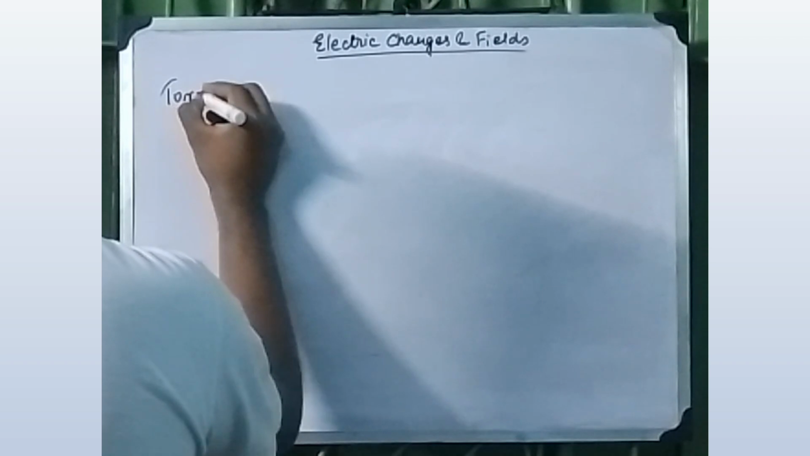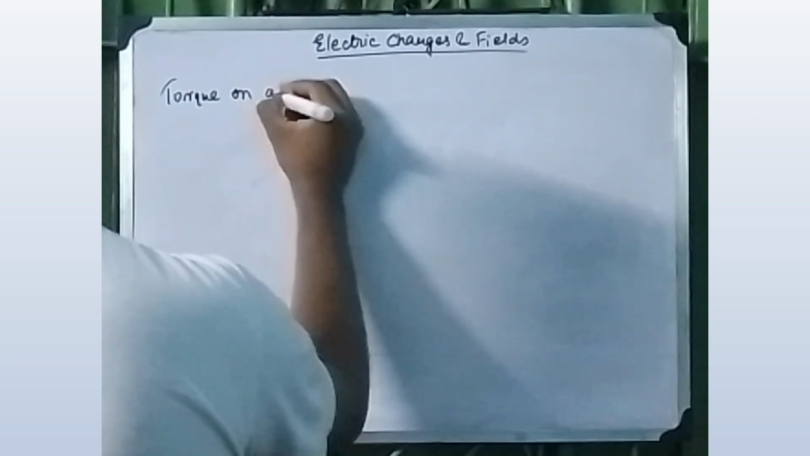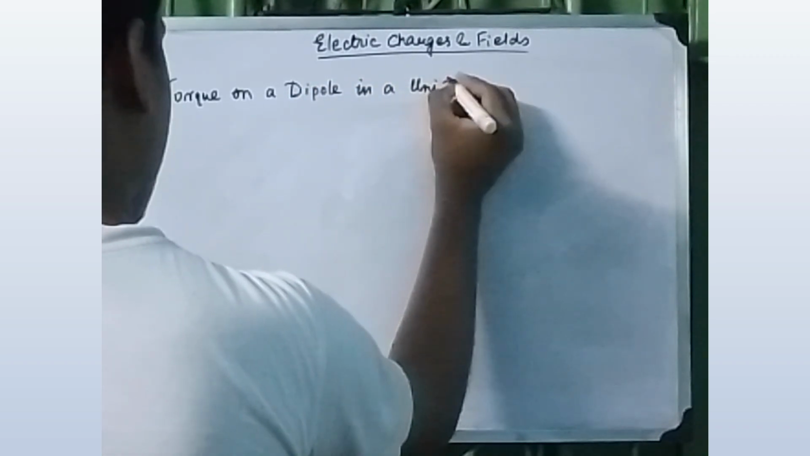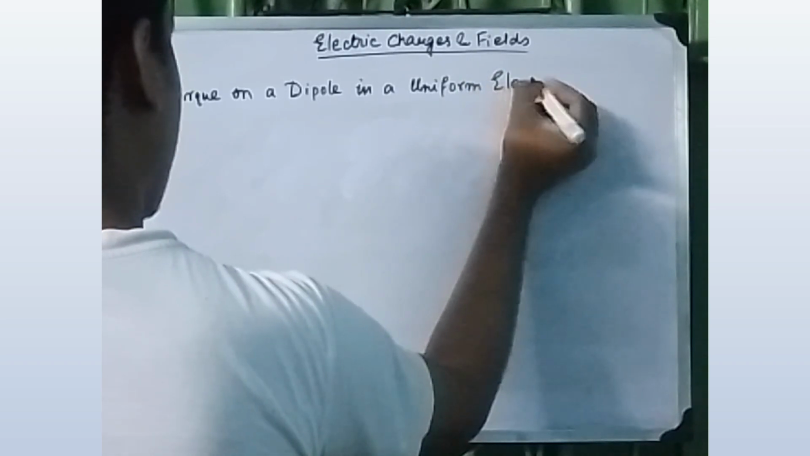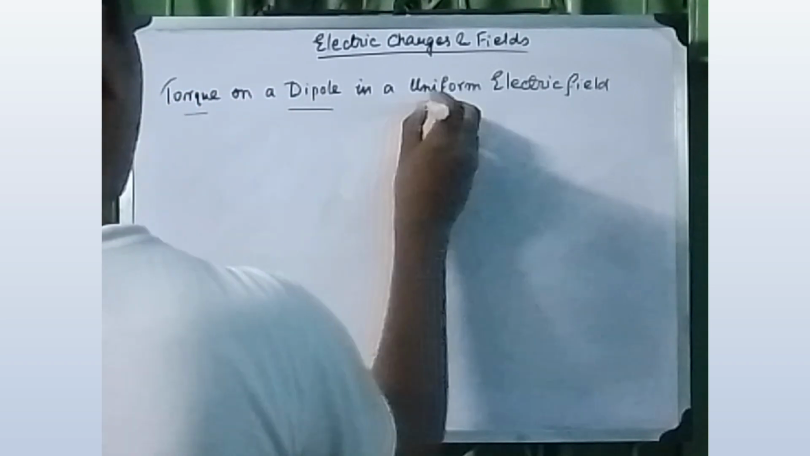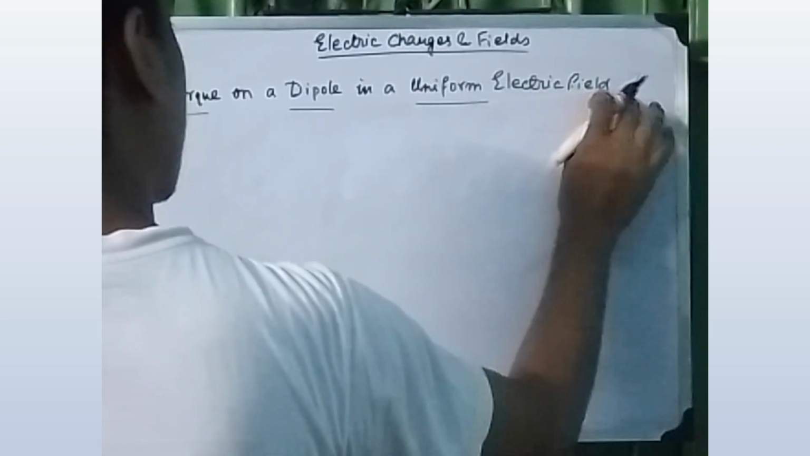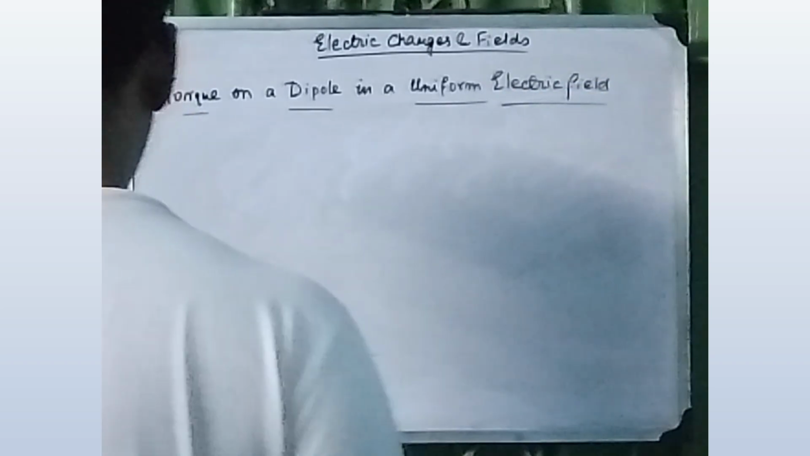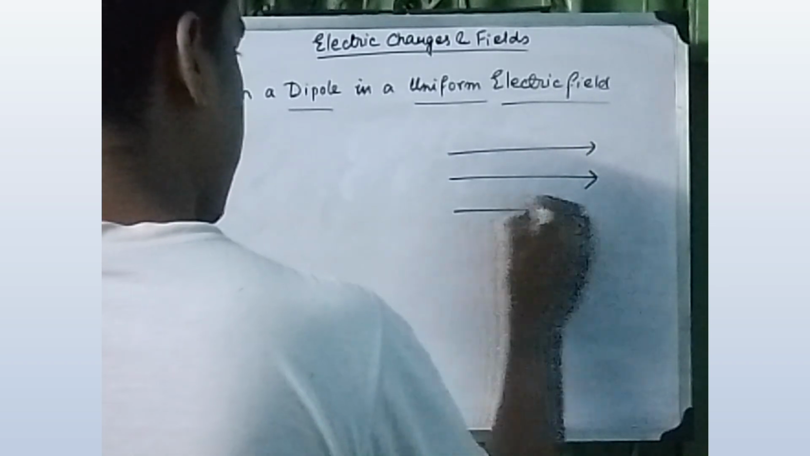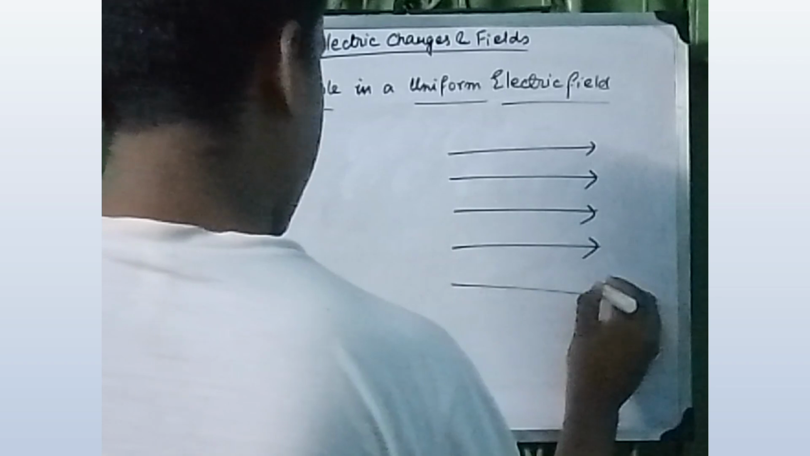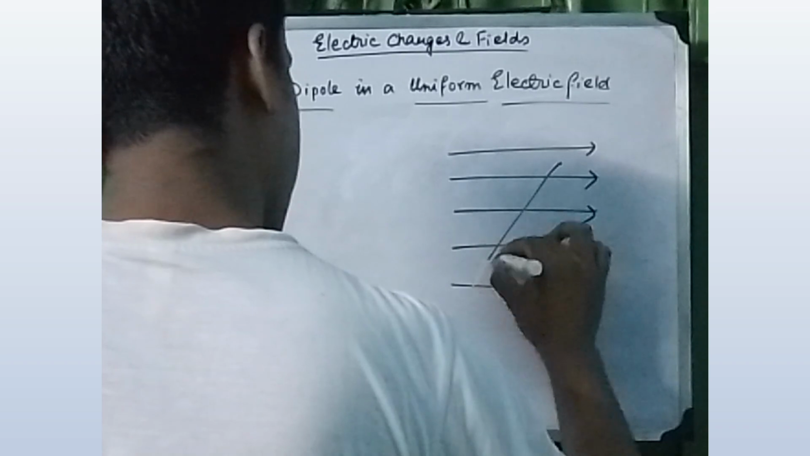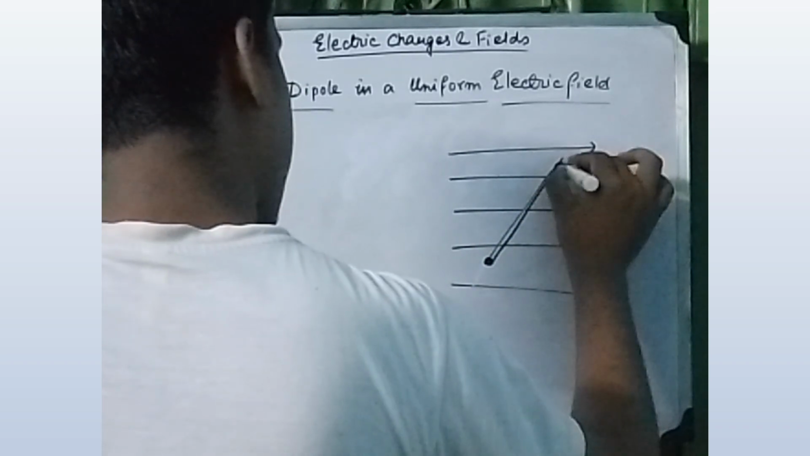Now we will move to our next and the final topic of the electric charges and fields chapter, that is torque on an electric dipole in a uniform electric field. So at first we have to draw the diagram of the torque on a dipole in a uniform field. We have to draw the lines first, and then we will draw the torque.